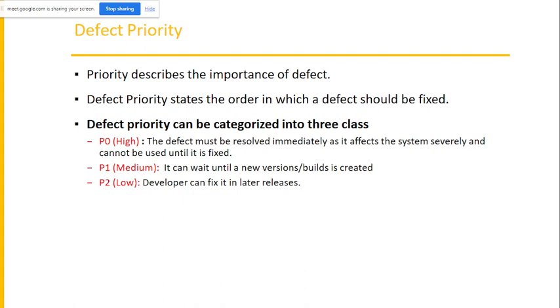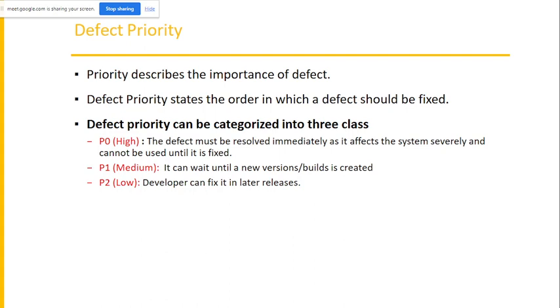Next, the second one, P1, medium. It can wait until a new version or build is created, which means we can fix the defect in the new version. Then P2, low: the developer can fix it in later releases.